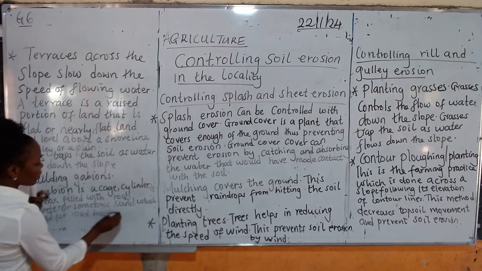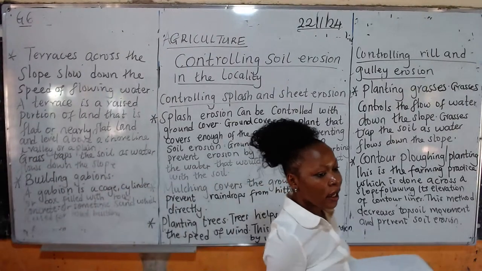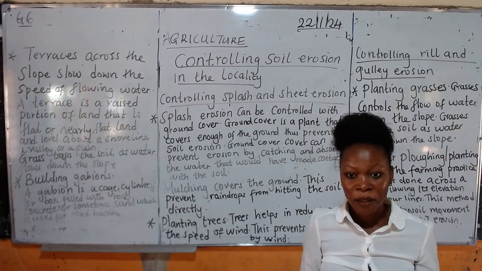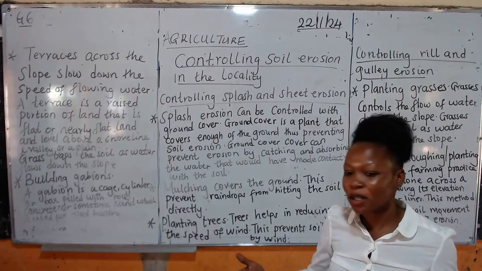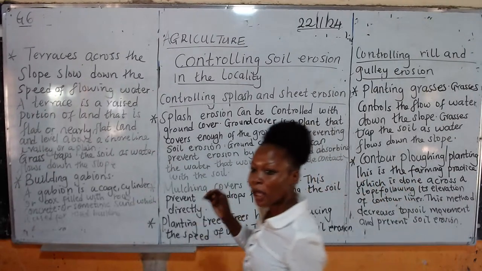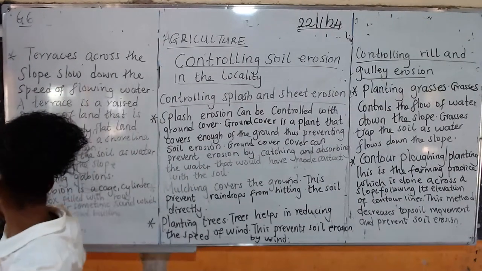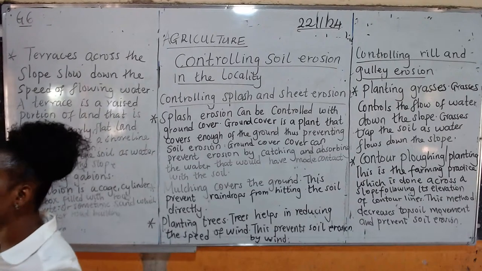So a gabion can be a cage, a box, or a cylinder which is filled with rocks. You can just decide to put some rocks in those sacks, then identify where we have the gully erosion and place them. Are you together? So you're saying a gabion is a cage, a cylinder or a box filled with rocks.